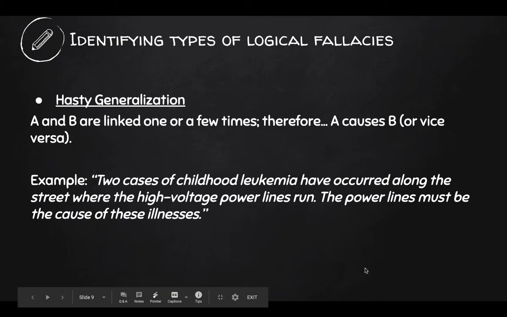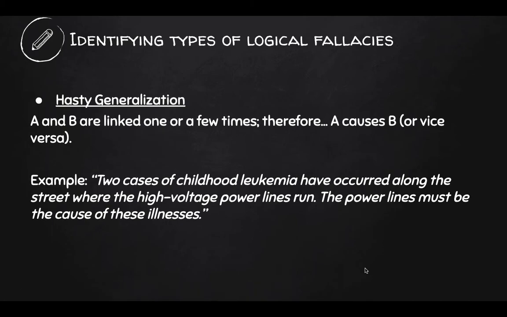The next one is called hasty generalization. So hasty generalization is similar to false cause, but the difference is that hasty generalization is more of a jumping to conclusions too early. So you see some evidence that makes you think that two things are related, and you immediately think, without looking at enough cases, this must be true all of the time, right? The example here came from the book. 2 cases of childhood leukemia have occurred along the street where high voltage power lines run. Therefore, the power lines must be the cause of these illnesses, right?